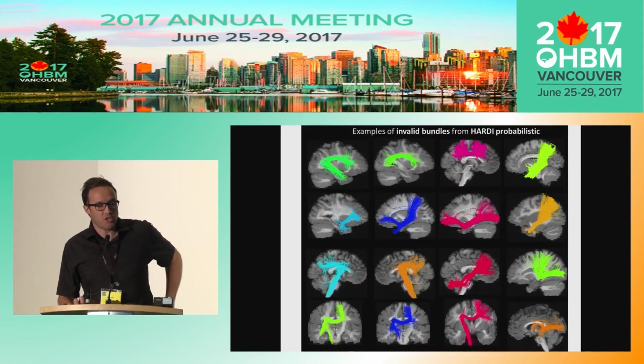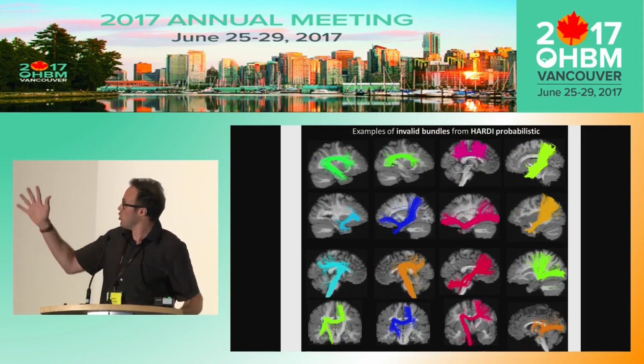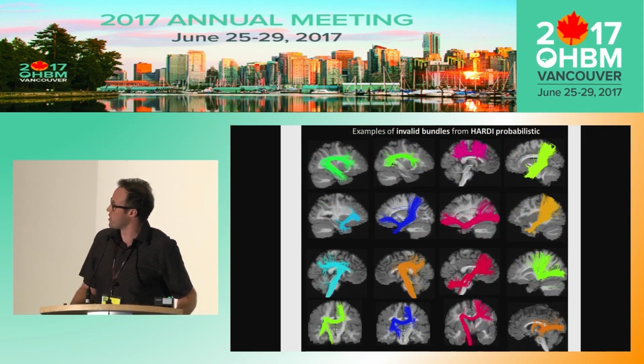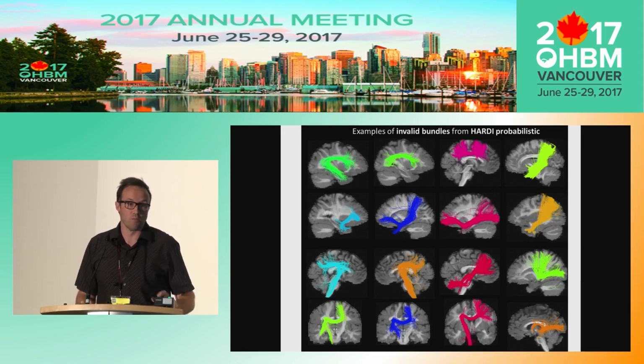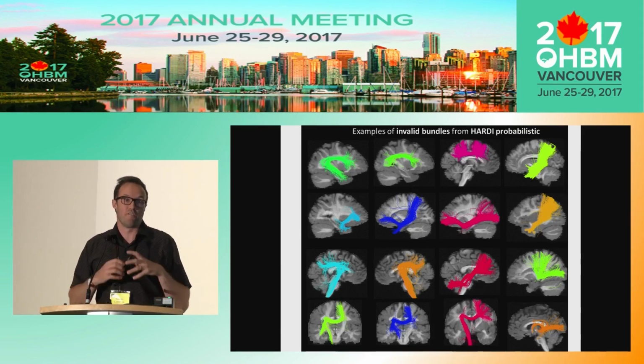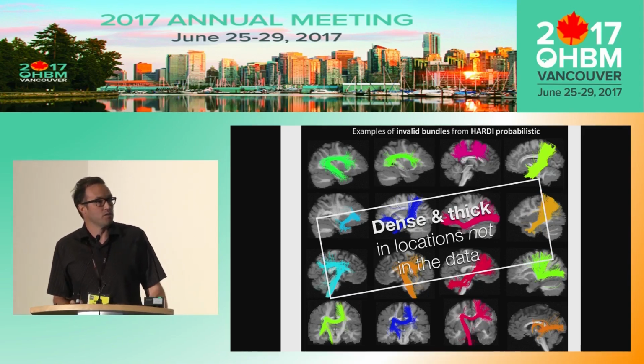So in a nutshell, we're getting a lot of bundles that look real. Some of them look like real anatomy that you have seen before, but they're just not in the phantom, so that's something. But a lot of them just look completely wrong: asymmetric, taking wrong turns. They're very dense, very thick, and in locations where they were not in the original phantom.